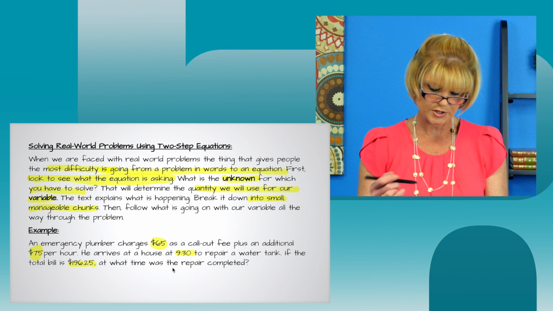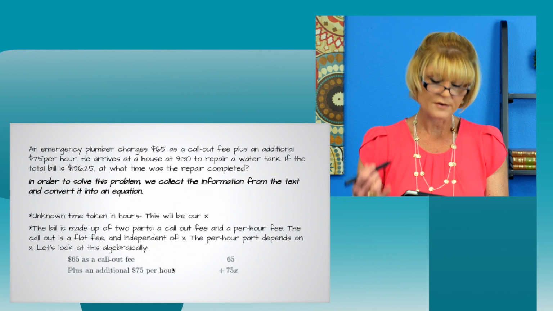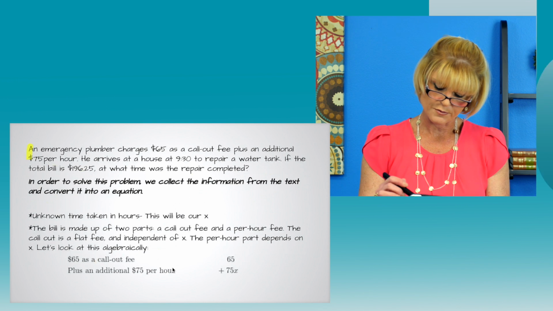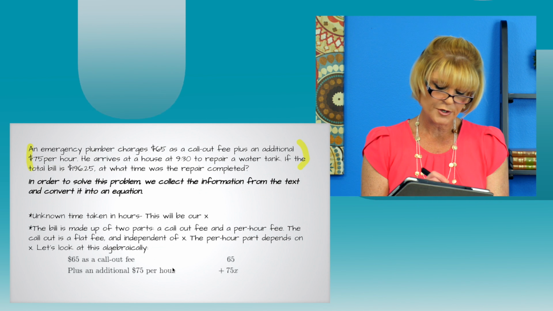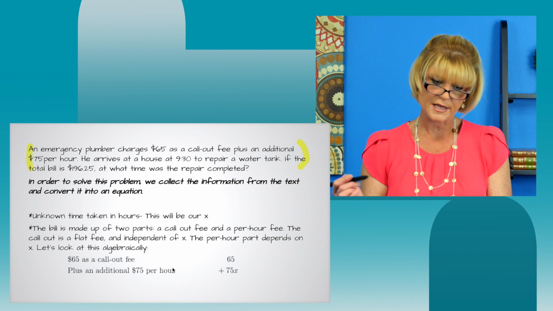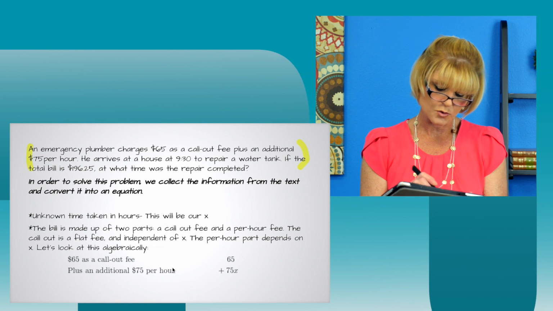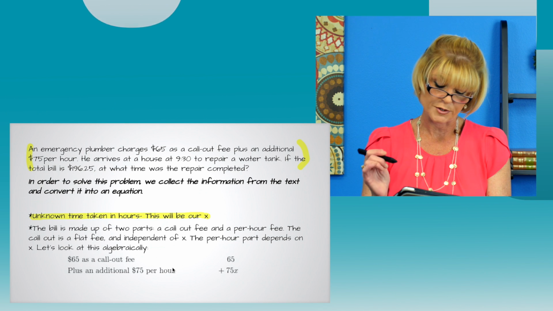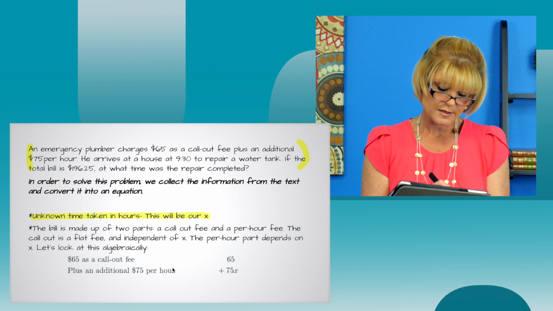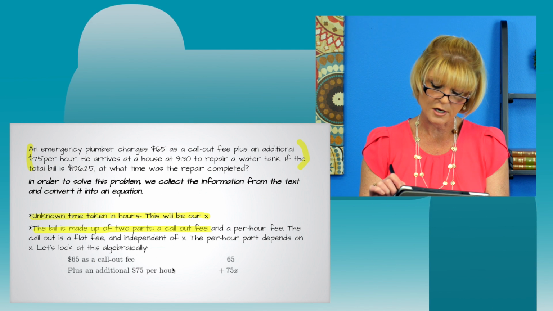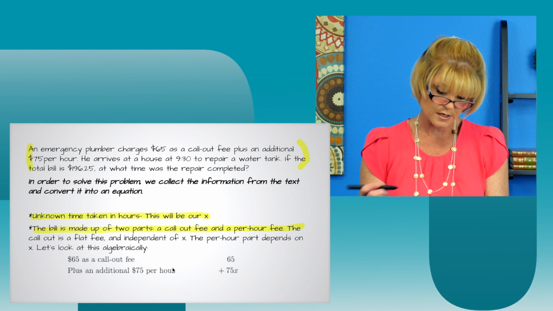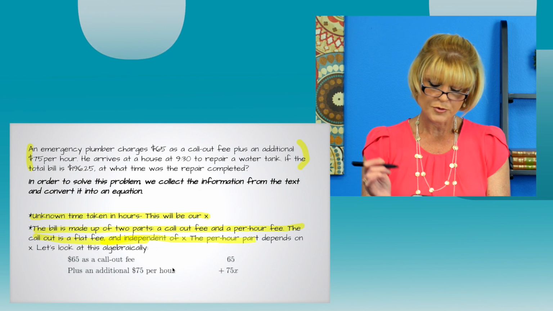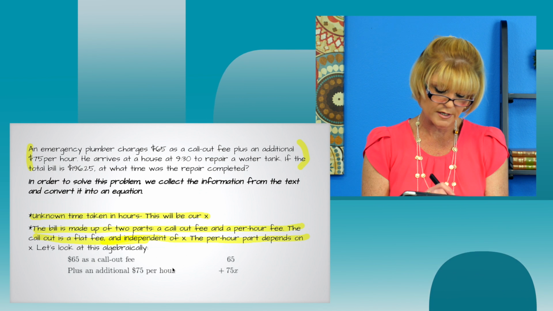We got a lot of information in there. So we just need to organize it and find what we're looking for. So here's the question, just rewritten so we have it. In order to solve this problem, we're going to pull out all that information and write it in an equation. What we're looking for is the time taken in hours. That's going to be our x. The bill is made up of two parts, a call-out fee and a per-hour fee. The call-out is a flat fee, and it's going to be independent of x. The per-hour part, though, will depend on x.